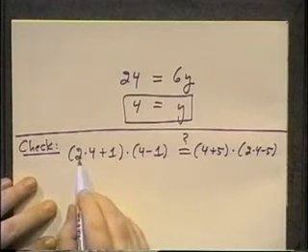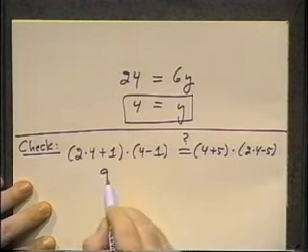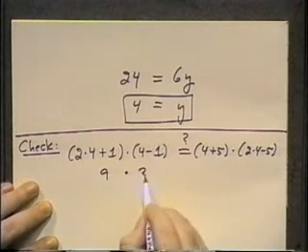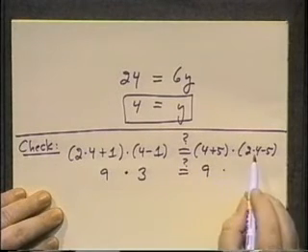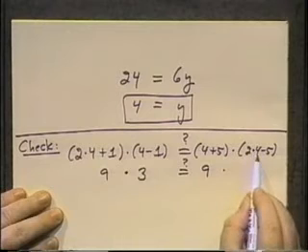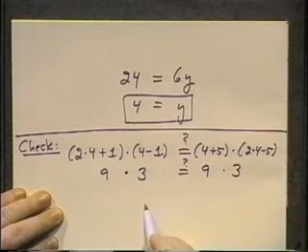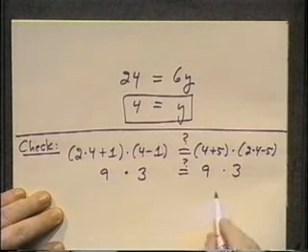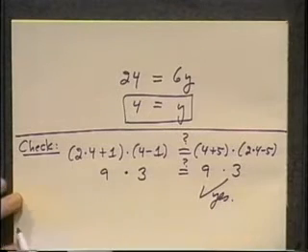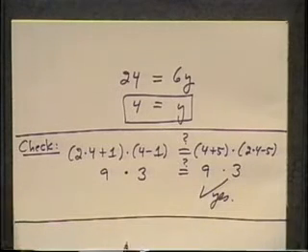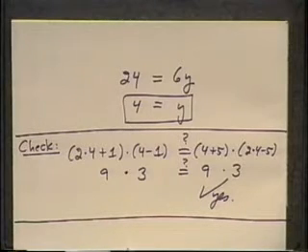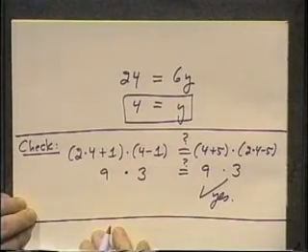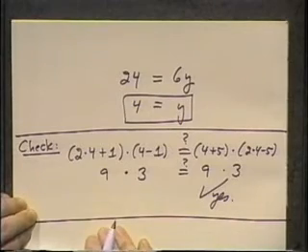If I then simplify this, 2 times 4 is 8 plus 1 is 9 times 4 minus 1, which is 3, question mark. 4 plus 5 is 9. And then here I have 2 times 4, that's 8, minus 5 is 3. Is 9 times 3 equal 9 times 3? Sure it is. So that means that that number I found, y equals 4, is indeed a solution. So that original equation that appeared to be nonlinear was in fact linear.